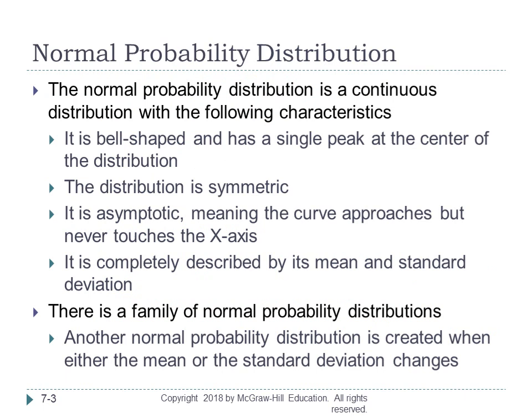The normal probability distribution, of course, is a continuous distribution and has the following properties. The graph for the normal distribution is bell-shaped, and has a single peak. The peak here is the maximum at the center of the distribution. The distribution is symmetric. We considered symmetric distributions, and we said in this case you will see that the mean equals the median equals the mode. The normal distribution will be symmetric.